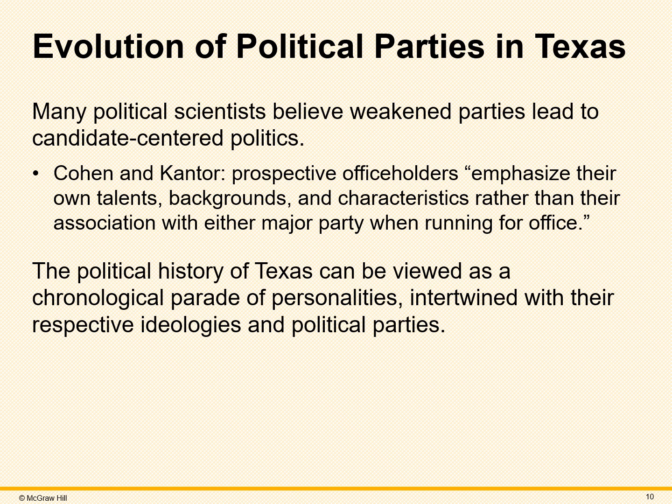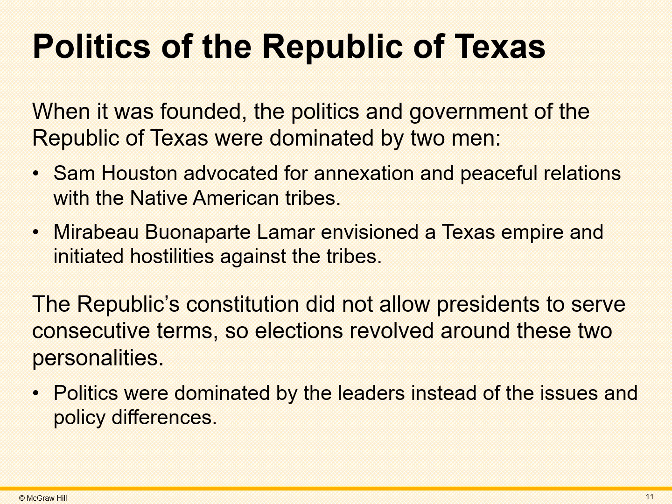The political history of Texas can be viewed as a chronological parade of personalities, intertwined with their respective ideologies and political parties. When it was founded, the politics and government of the Republic of Texas were dominated by two men. Sam Houston advocated for annexation and peaceful relations with the Native American tribes, and Mirabeau Bonaparte Lamar envisioned a Texas empire and initiated hostilities against the tribes. The Republic's constitution did not allow presidents to serve consecutive terms, so elections revolved around these two personalities. Politics were dominated by leaders instead of the issues and policy differences.